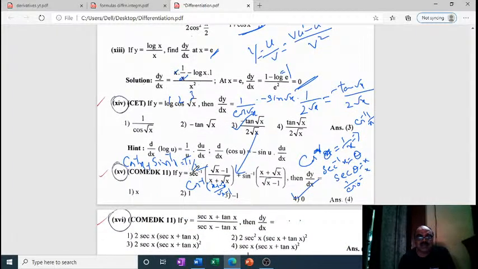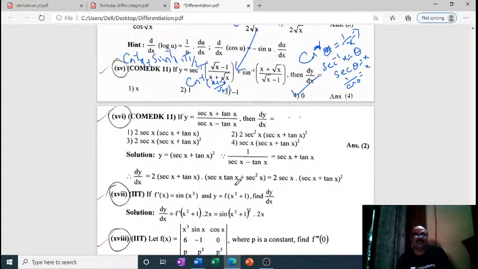Hope this concept is clear. See, this first part you must know very well. Secant inverse of x is cos inverse of 1 by x. If this strikes your mind, then the whole sum becomes a very simplified answer. Other than that, if you go for doing anything else, it becomes nonsense for us and creates a huge complication. Any doubts?